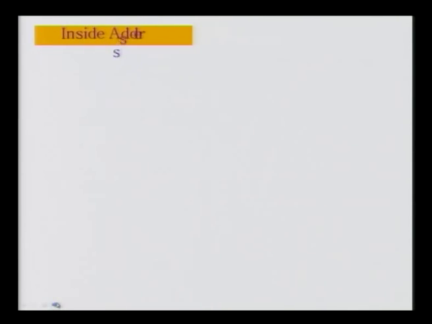Now, let us go to the next element, that is the inside address. What do we mean by the inside address?